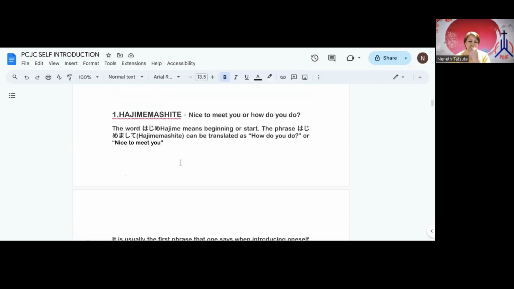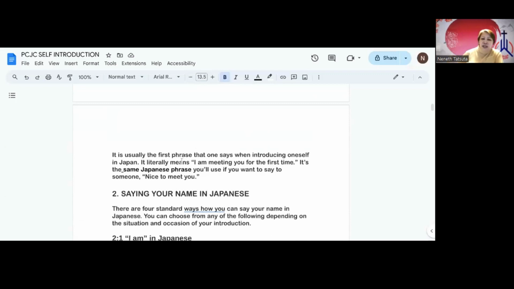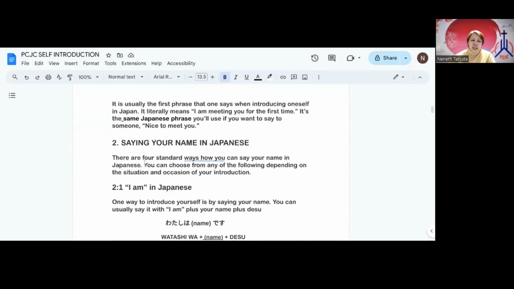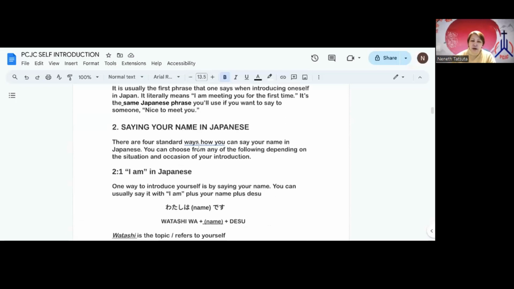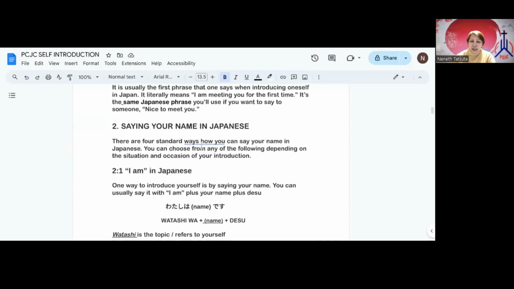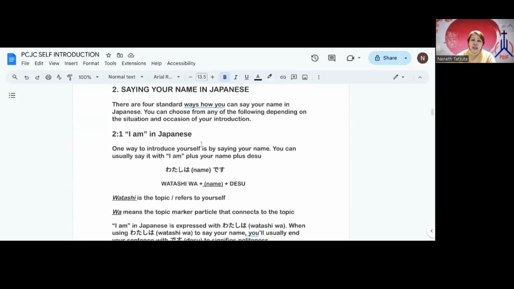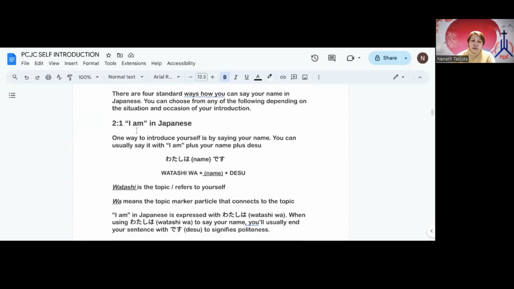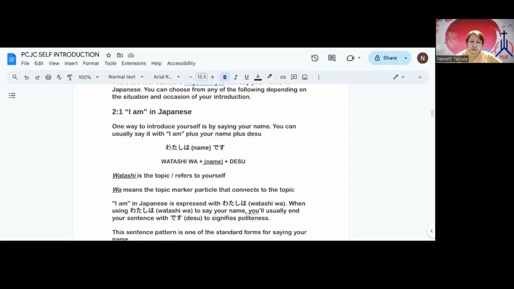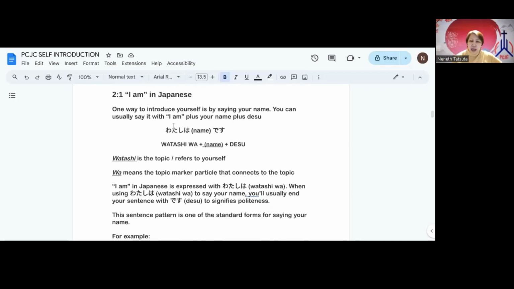Hajime mashite. And then next, you're going to say your name. Saying your name in Japanese, there are four standard ways, depending on the situation you have. Number one, I am in Japanese is watashi wa.